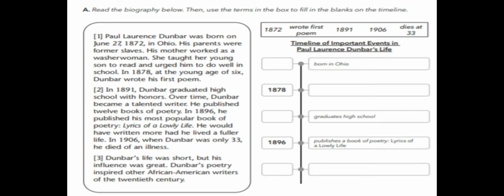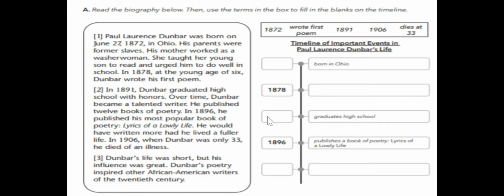Okay, so let's find what is our first date. We can see that he was born in Ohio, right here. So when was he born? He was born in 1872. So we can put 1872. In 1878, at the young age of 6, he wrote his first poem. So we put wrote his first poem.